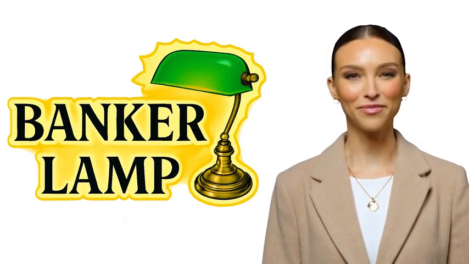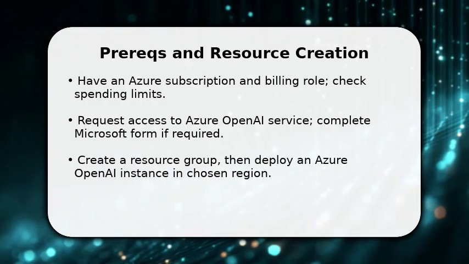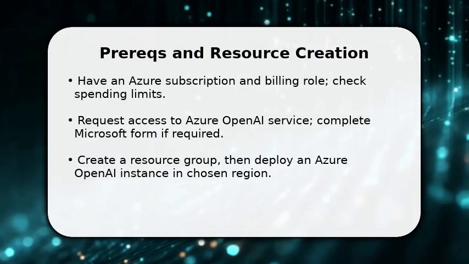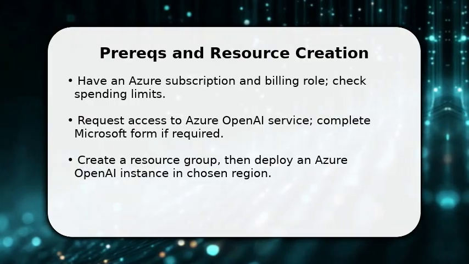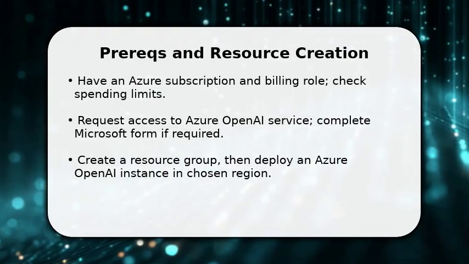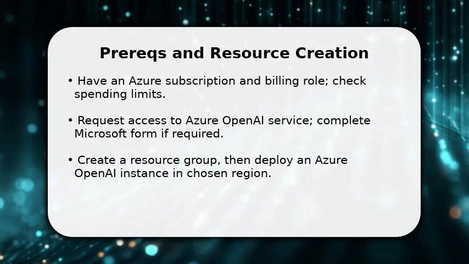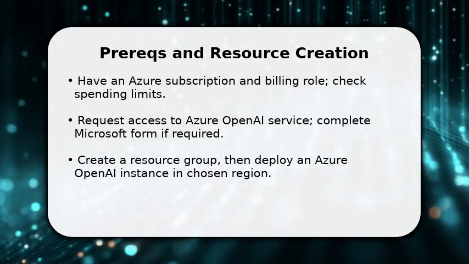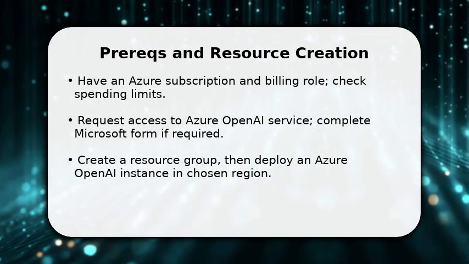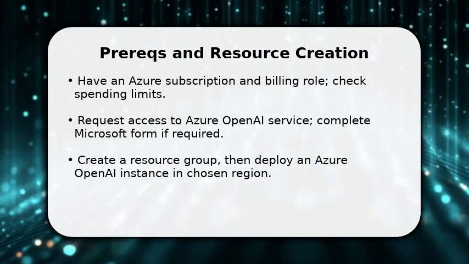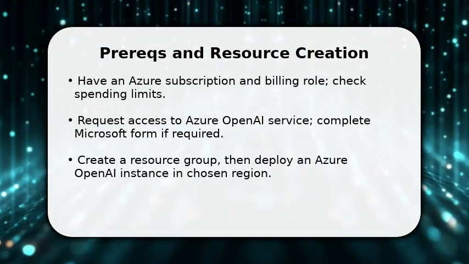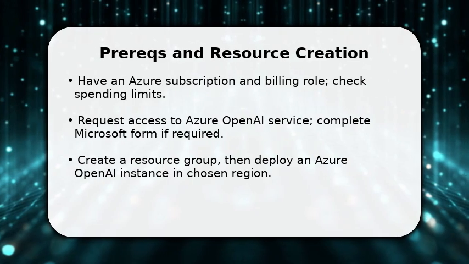Please enjoy the video. You'll start by confirming prerequisites: an active Azure subscription, proper billing role, and access approval for Azure OpenAI. Once done, open the Azure portal and create or pick a resource group near your users. Then deploy an Azure OpenAI resource, selecting the model family and region. This defines latency and compliance. Make sure to choose the right pricing tier and enter tags for cost tracking. These initial decisions shape performance, cost, and governance down the line.